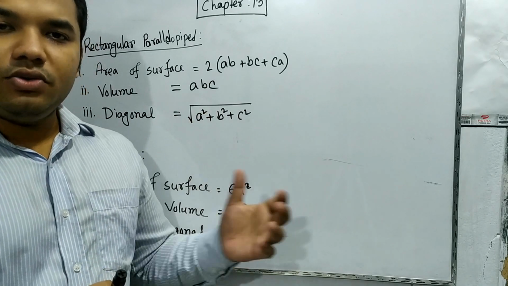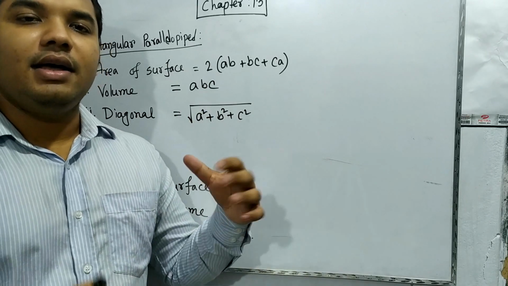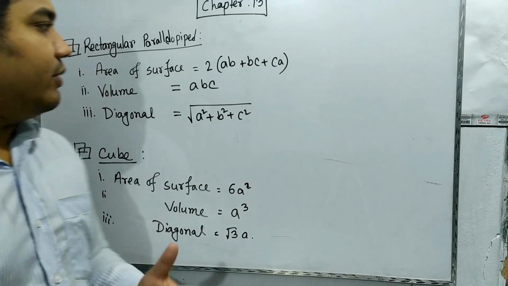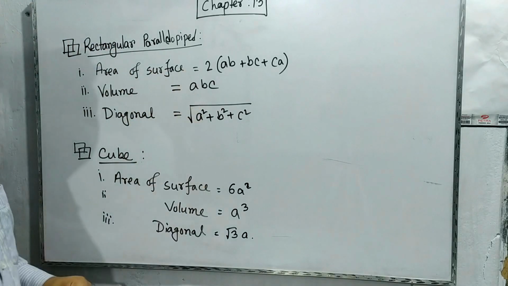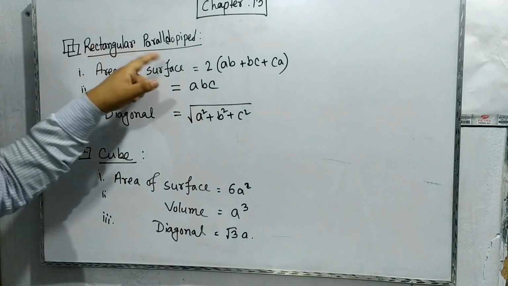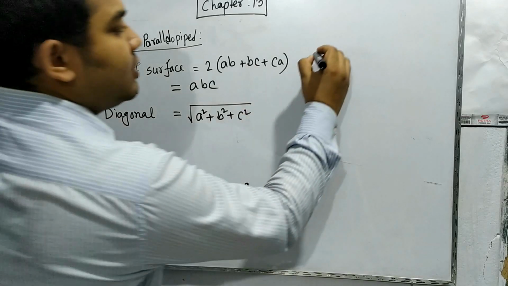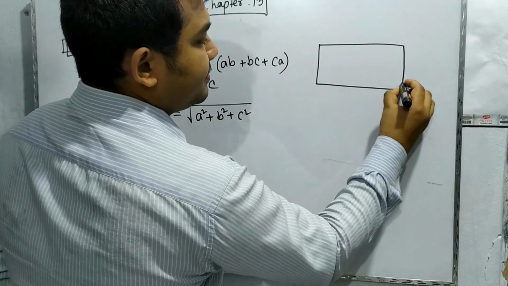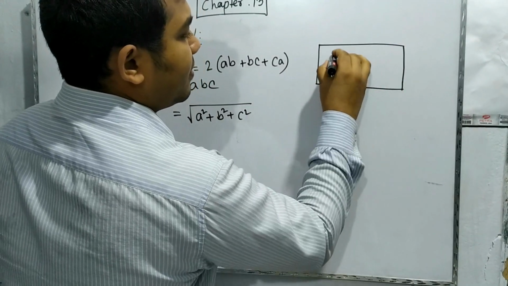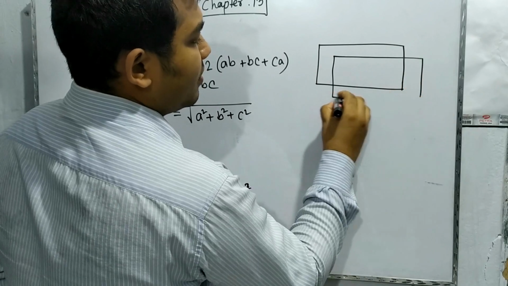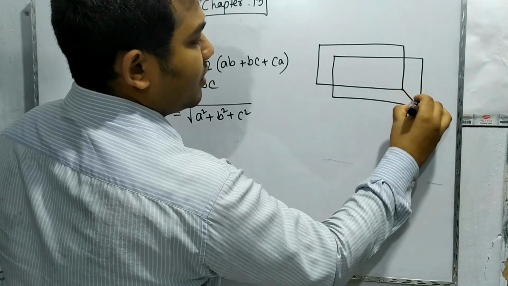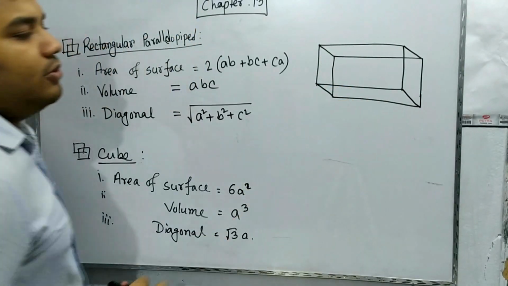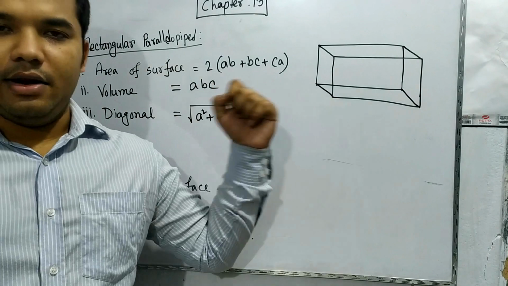At the time, we need to know how we can find the shape, or how we can find the area of those shapes. That's why we need to know some formulas. Here we need to know the formula of the rectangular parallelepiped. What does a rectangular parallelepiped actually look like? It can look like this. Suppose this is a rectangular parallelepiped.